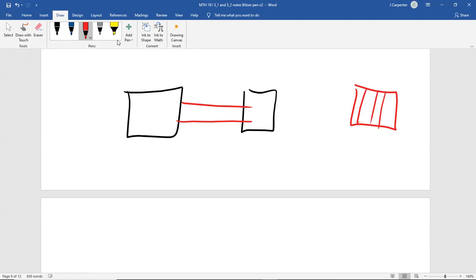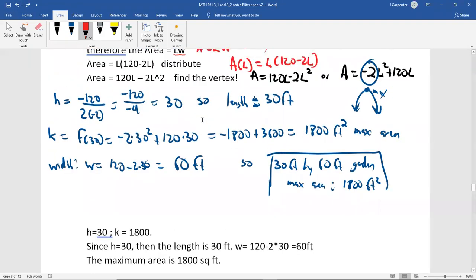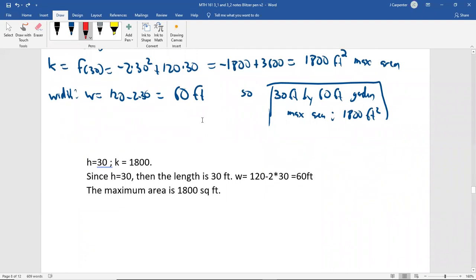And that changes the perimeter up quite a bit, but the area never actually changes. But because the perimeter is changing, it makes that 30 versus 60 ratio change. Maybe it's like 30 by 45 instead. Maybe it's 60 by 60, which it would be if it was off by itself. If it wasn't attached to the house, the dimensions wouldn't be the same. Alrighty.